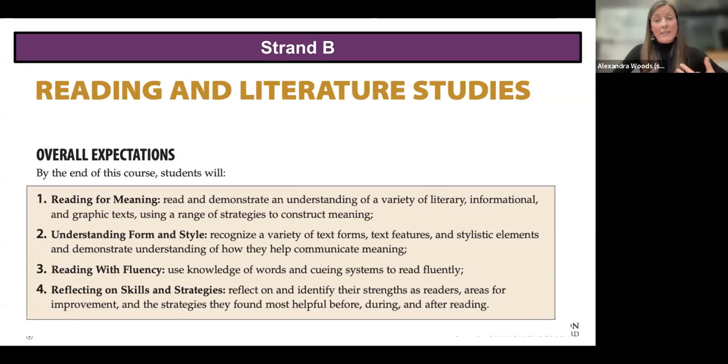And so that is really recognizing a variety of different text forms and structures and stylistic elements to read with fluency. And also, again, to reflect on the skills and strategies. So how are they doing in understanding texts and in understanding and reading for meaning? So the reflective piece is also part of the curriculum and very important.